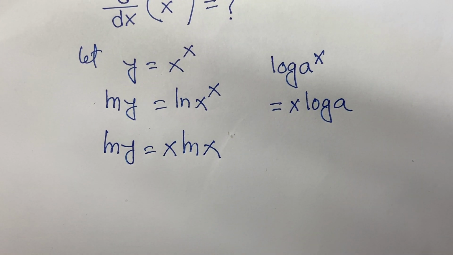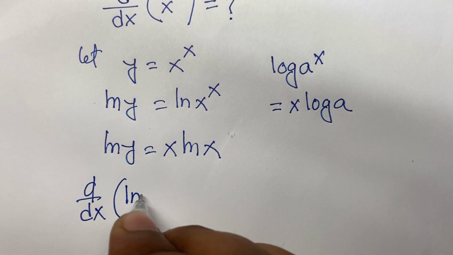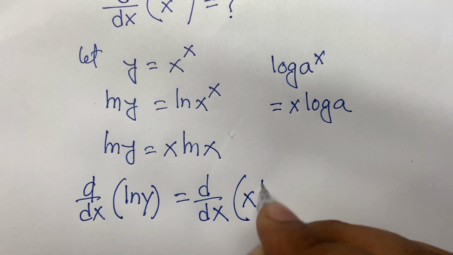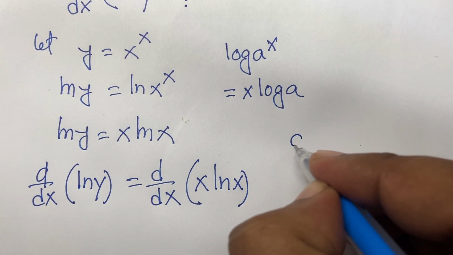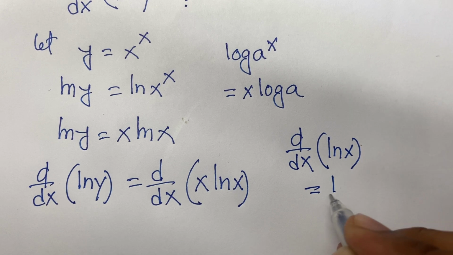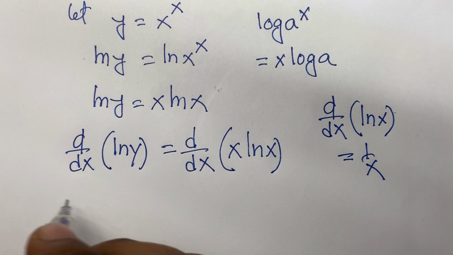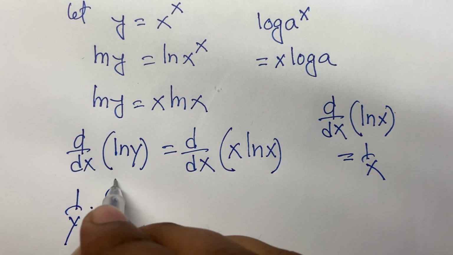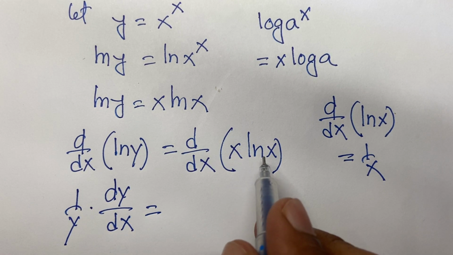Now I take the derivative of both sides, so I can say derivative of ln y equal to derivative of x ln x. Now we know that derivative of ln x equal to 1 over x. Now I can say derivative of ln y is 1 over y, and derivative of y equal to dy by dx, and here is derivative of x ln x.